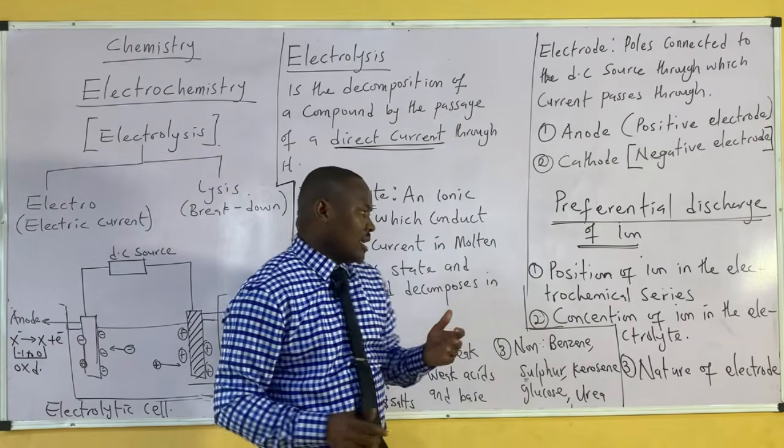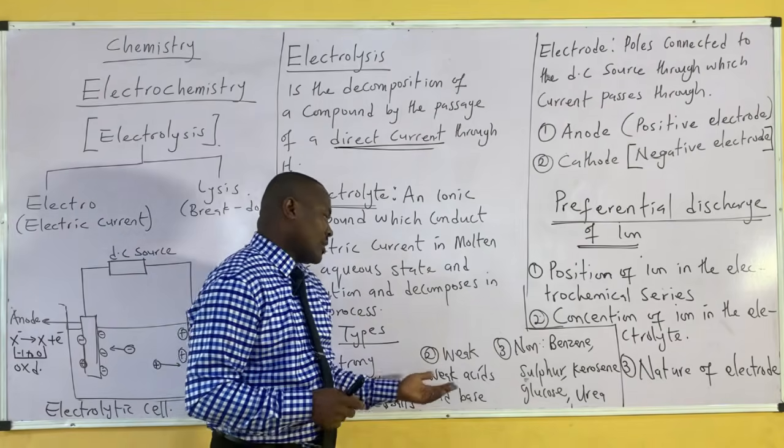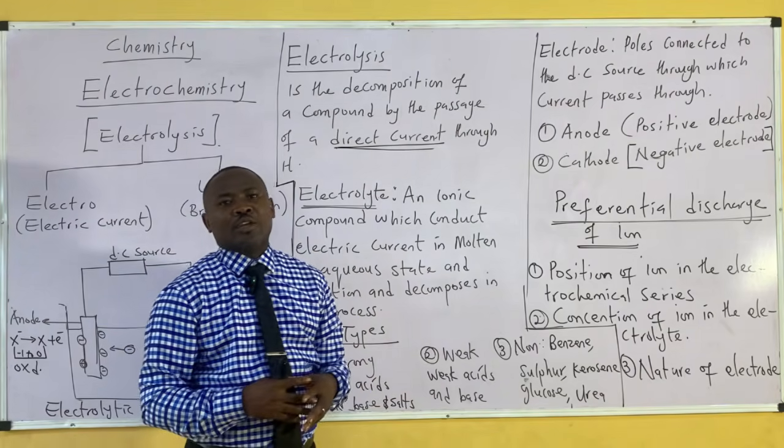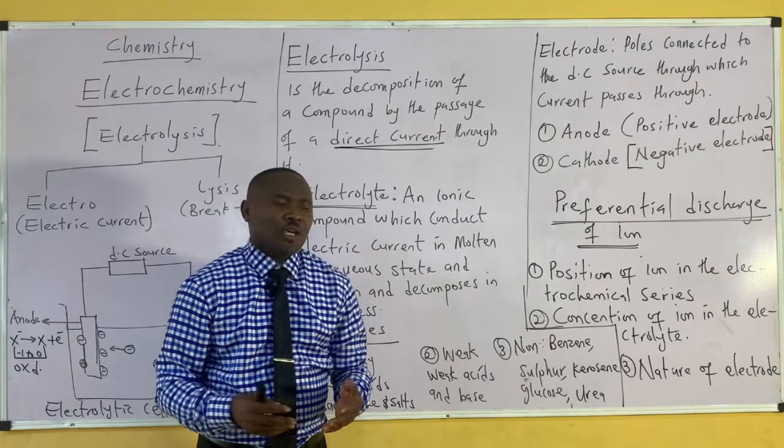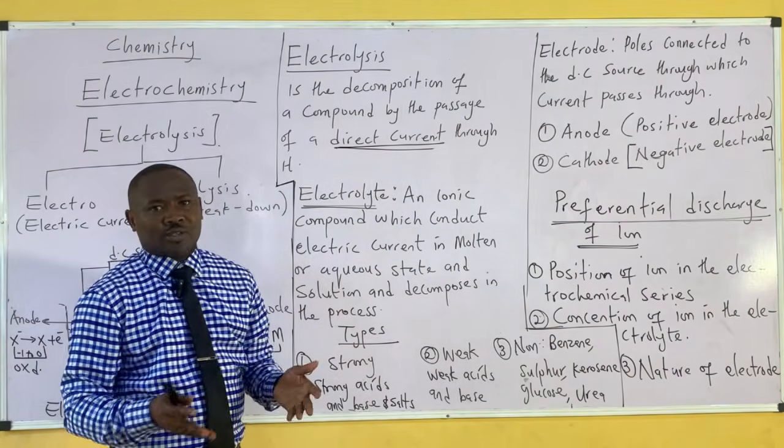So when we say it's a non-electrolyte, it means it cannot conduct electricity. When we say it is a weak electrolyte, it means the ions partially dissociate. Then when we say it's a strong electrolyte, the ions totally dissociate.